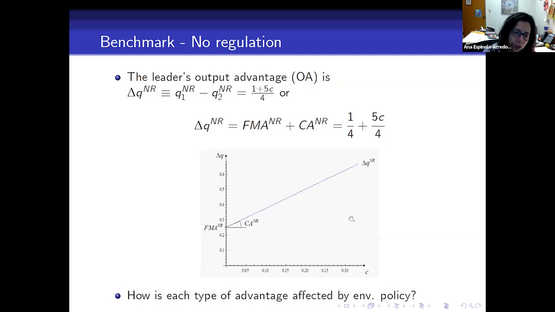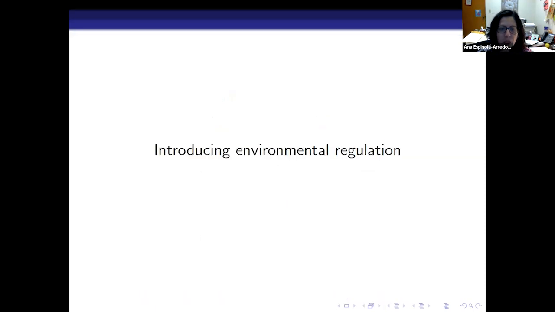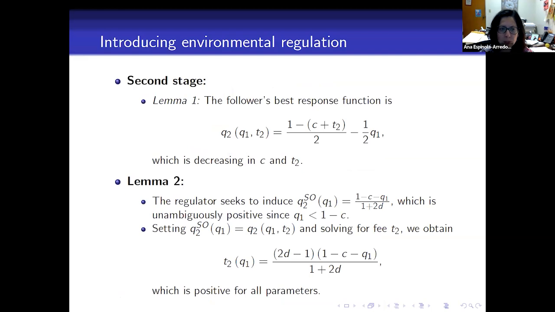So then the question is, how is each type of advantage being affected by the environmental policy? So then we will introduce environmental regulation and we will evaluate what happens with these two elements. And again, we will start operating by backward induction. So what we are doing right now is solving the game that I first presented in the model.